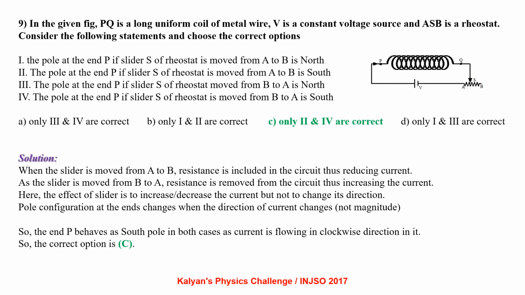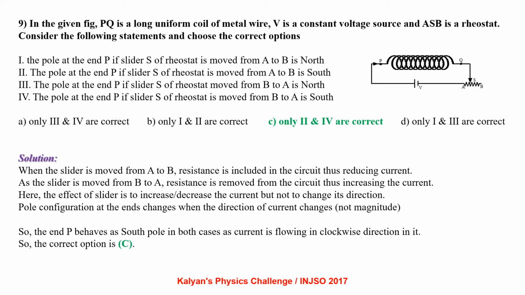In the given figure, PQ is a long uniform coil of metal wire, V is a constant voltage source, and ASB is a rheostat. Consider the following statements and choose the correct options. The pole at P, if slider S of rheostat is moved from A to B, is north. The pole at P, if slider S is moved from A to B, is south. The pole at P, if slider S is moved from B to A, is north. The pole at P, if slider S is moved from B to A, is south.